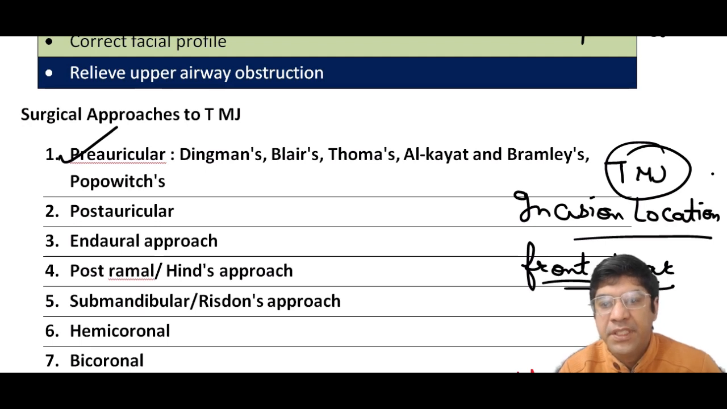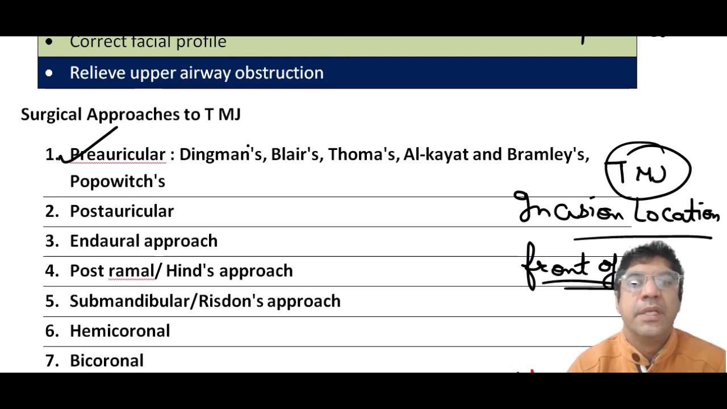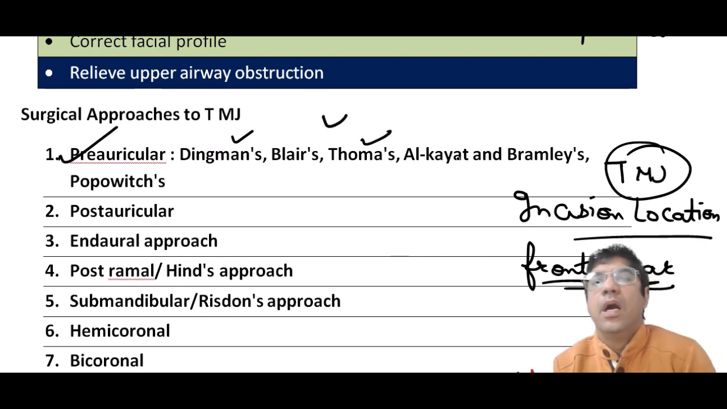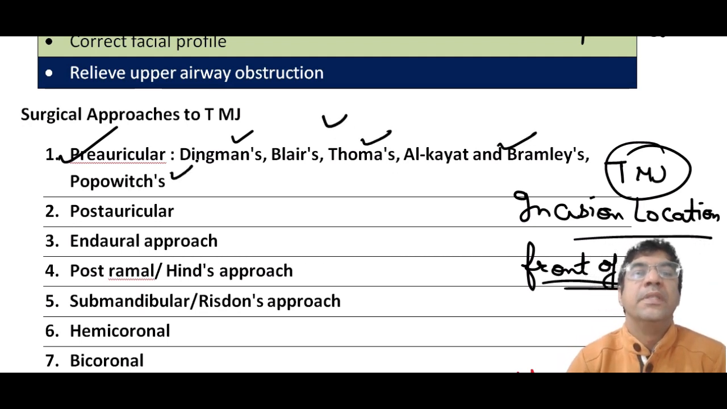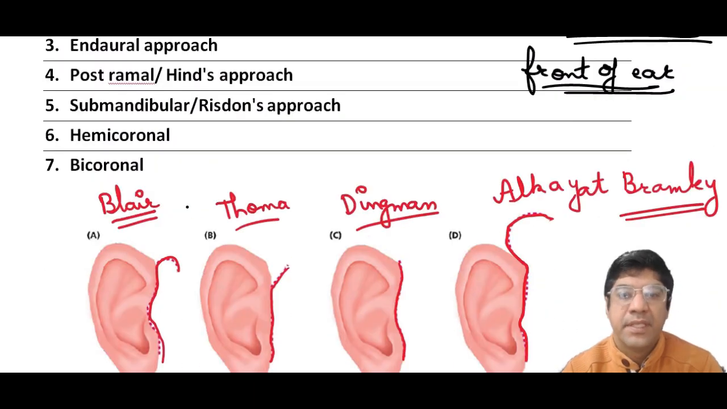So this incision has various advantages. It allows the surgeons to navigate the tissue and structures around the TMJ. That provides a clear view and access to the joint while minimizing the risk of damaging the nearby nerves or blood vessels. Now there are some modifications to this TMJ approach, which can be either Dingman's, Blair, Thoma, Al-Kayat-Bramley incision or Popowich incision. The first is the Blair incision. So let us discuss that.